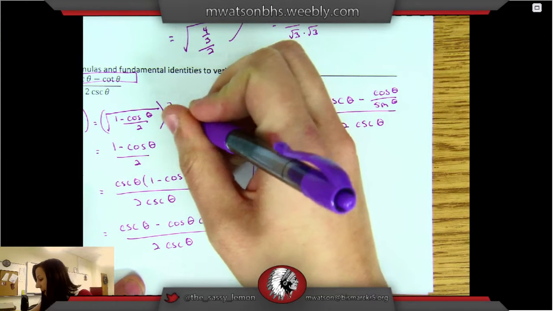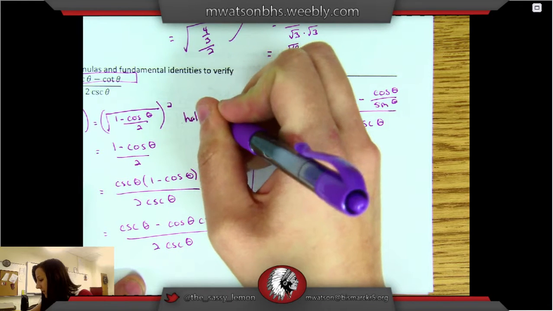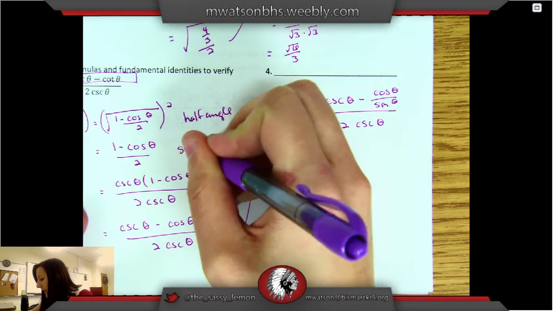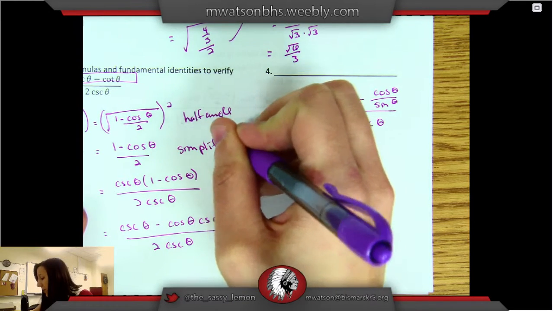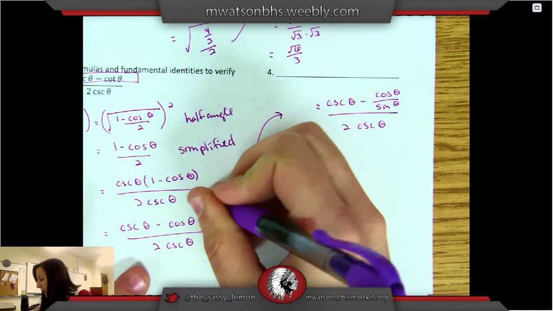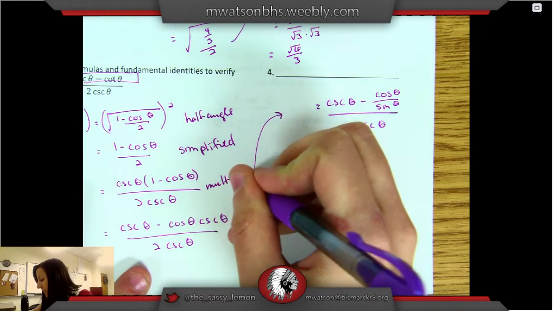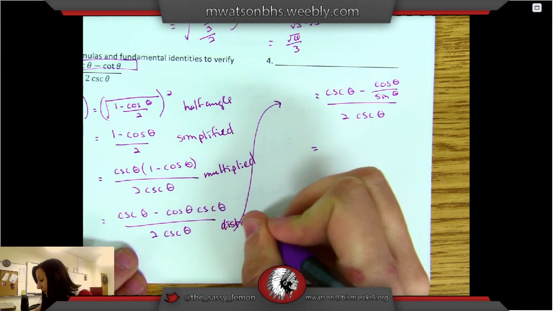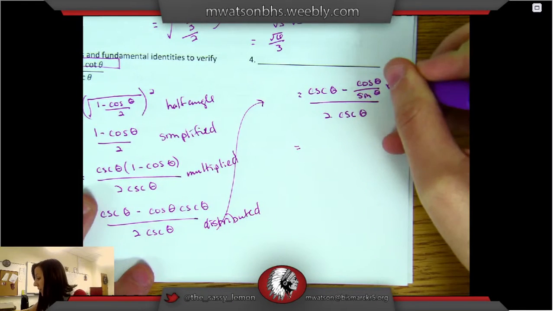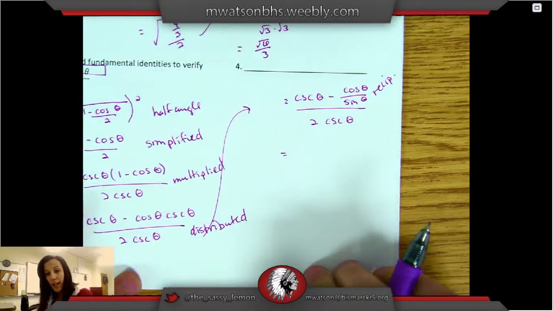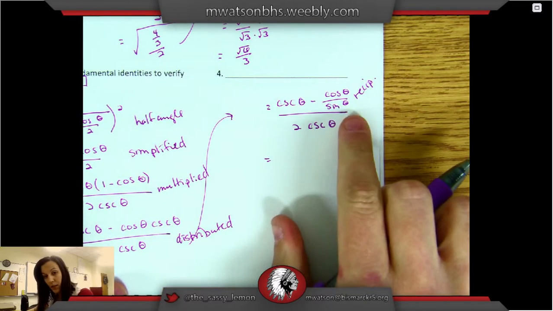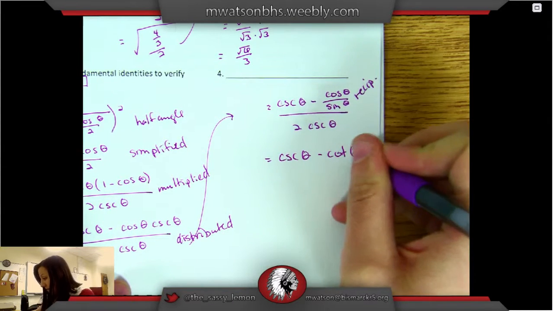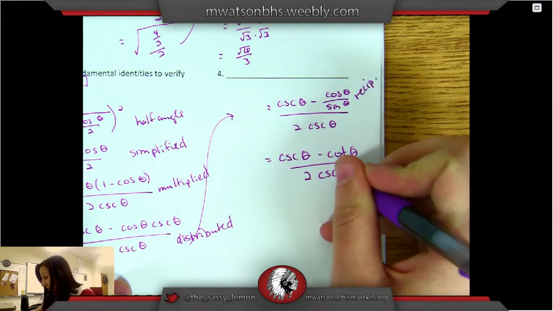So this is my half angle. This is simplifying. We just canceled the root. Here we multiplied on top and bottom. Down here we distributed. Up here we use the reciprocal. And lastly, we're going to use the quotient to change it into cotangent. And we're done.